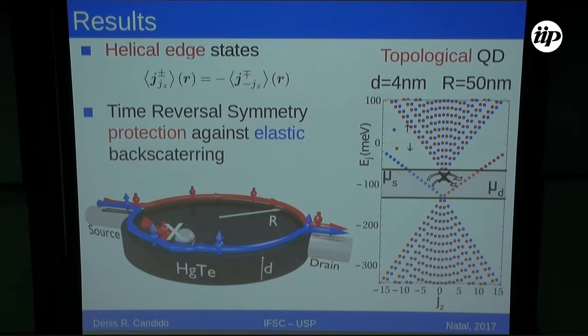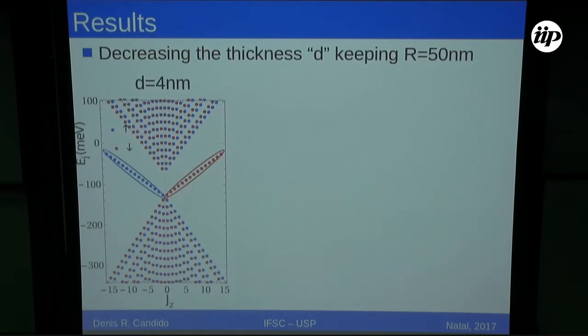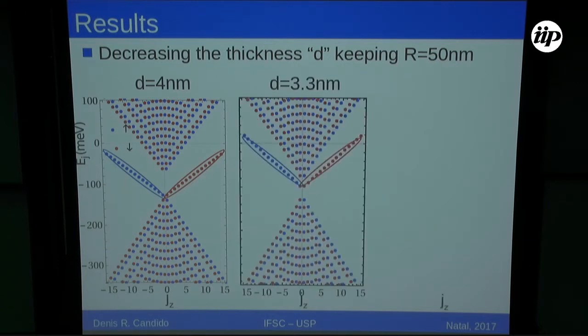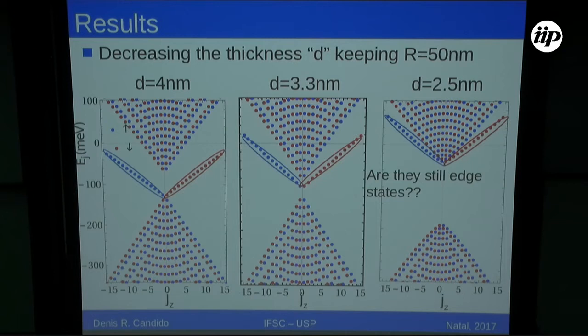So then what we think is, let's start decreasing the thickness of our quantum dot, keeping the radius fixed. When I move from 4 nanometers to 3.3 nanometers, I see that my system is already in the trivial case, where I observe a tiny gap. And if I decrease even more, to 2.5 nanometers, I observe a huge gap. So I really come back to the trivial regime without helical edge states in the gap.